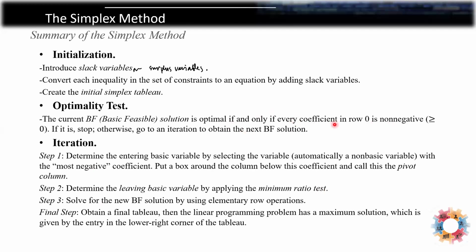But if, again, there is a negative coefficient, then it means that you have to iterate. And you do that repeatedly until you obtain the final tableau. The final tableau is a table where every coefficient in row 0 is non-negative. And that implies that you already obtained the optimal solution for the LP problem. Now, let's illustrate that.